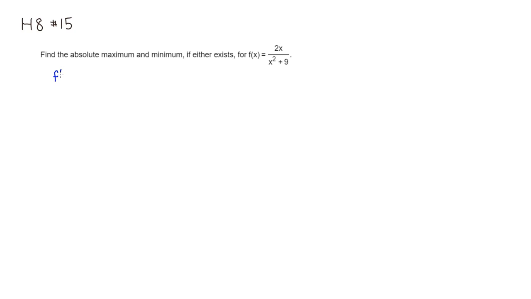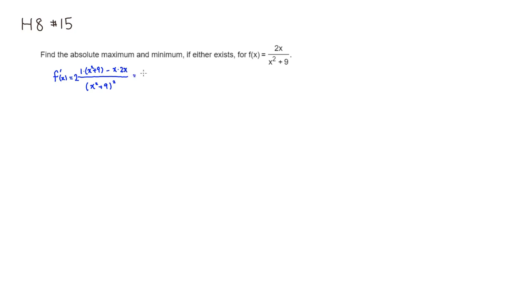f prime of x is equal to, so we just need to square the denominator. So we have the quantity x squared plus 9, squared. And 2 is just a number, so I'll put it right in front. The derivative of the top is 1 times the denominator, x squared plus 9. And then minus the top, x, times the derivative of the denominator, which is 2x.